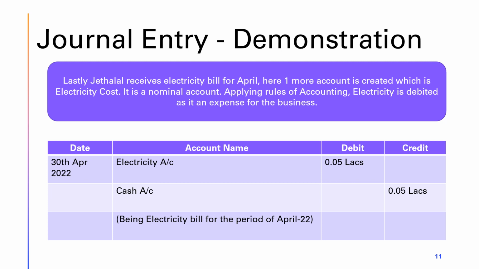Last thing which Jethalal did was the payment of electricity bill. Again, to record this transaction, one new account is created, that is electricity cost account, and this is a nominal account. To apply accounting rule over here, electricity is debited and cash is credited.